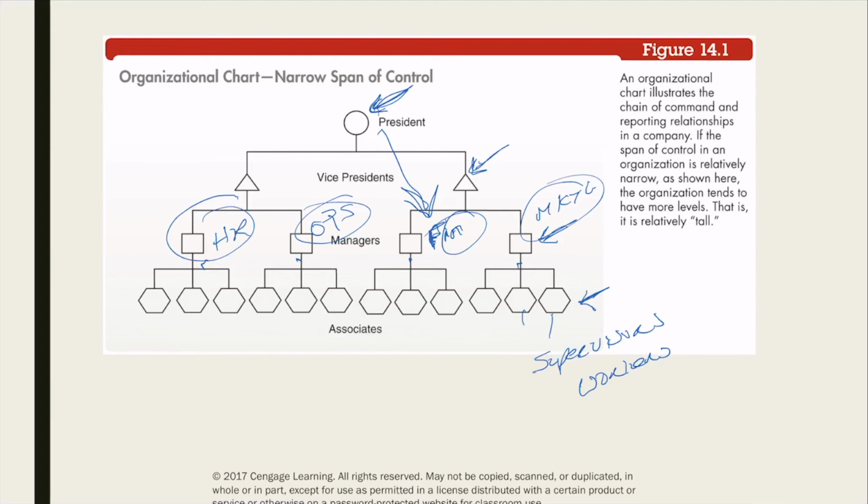But the problem with this is that when you are divided out like this, you become territorial, and in fact, you become isolated. Because you're all separated out, you tend to only live within your own world.